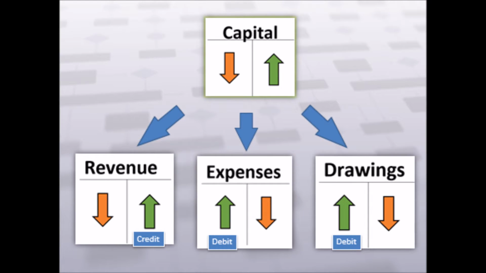An increase in capital and revenue is always credited and a decrease is always debited. On the other hand, an increase in drawings and expenses is always debited and a decrease is always credited.